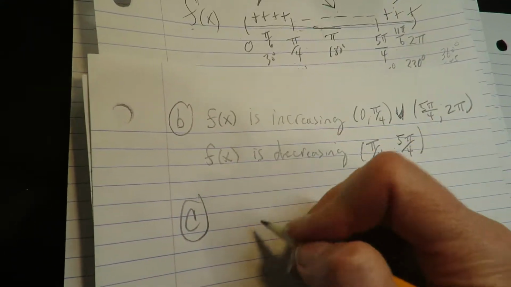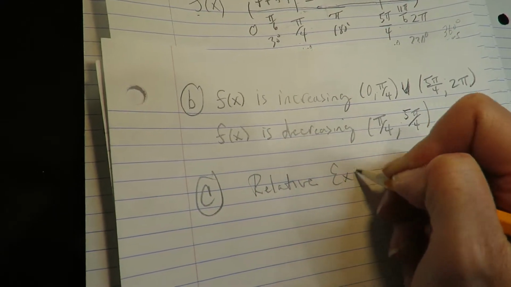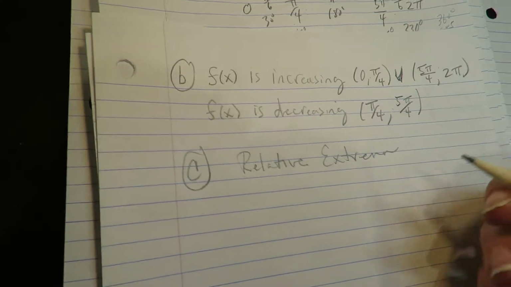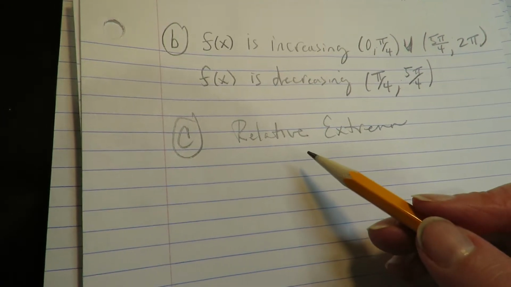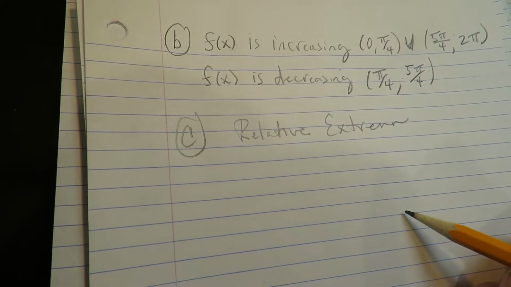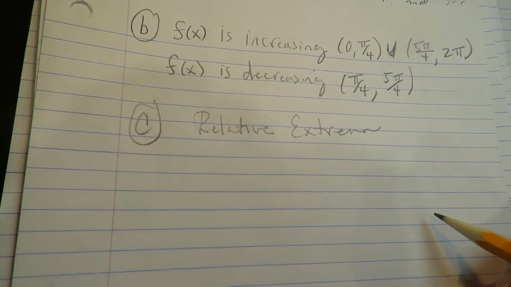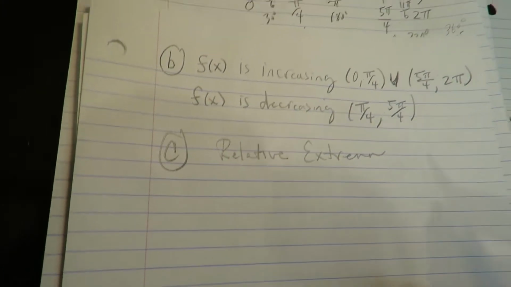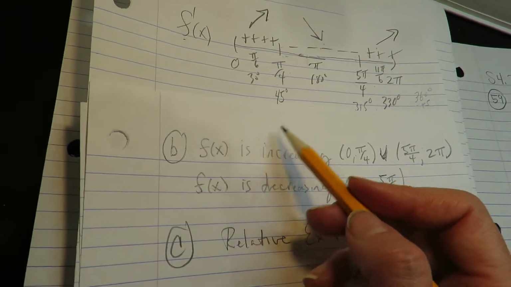All right, then part C is your relative extrema. So you guys know how to do this, right? A maximum is when the derivative is positive, you hit a critical number, and then the derivative is negative. A minimum is the derivative is negative, you hit a critical number, then the derivative is positive. So it's that combination of derivatives around the critical number.